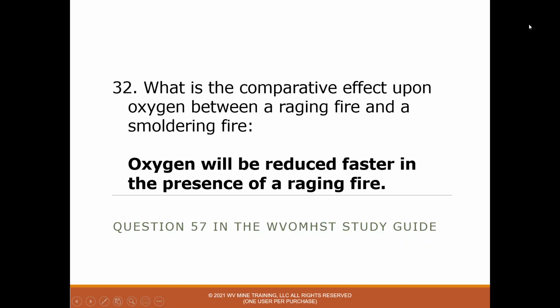Question 32, what is the comparative effect upon oxygen between a raging fire and a smoldering fire? And the answer is oxygen will be reduced faster in the presence of a raging fire. So the bigger the fire is, the more intense it is, the quicker it will consume the oxygen.